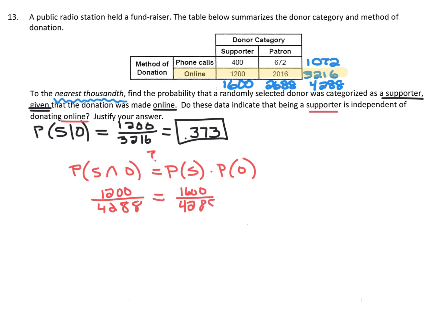And then the probability of donating online is 3,216 out of the total. All right, so now what we have to do is figure out, does the left-hand side of this equation equal the right-hand side of the equation? So if you plug this in your calculator, you could rewrite it as a fraction or a decimal.